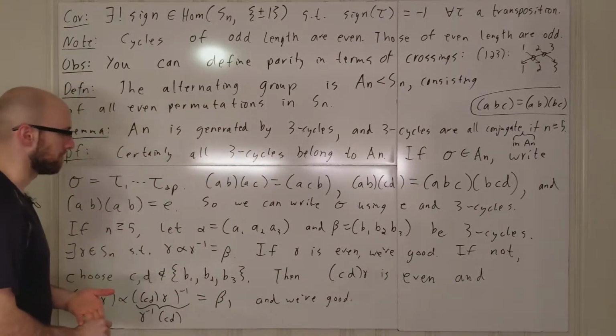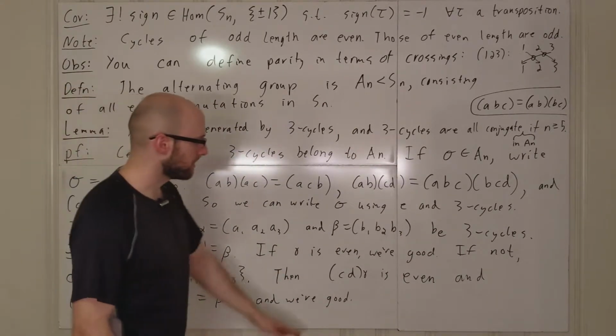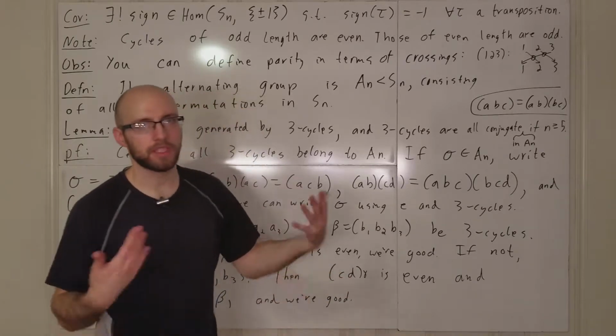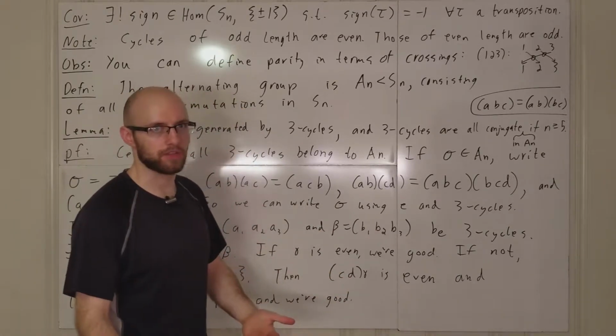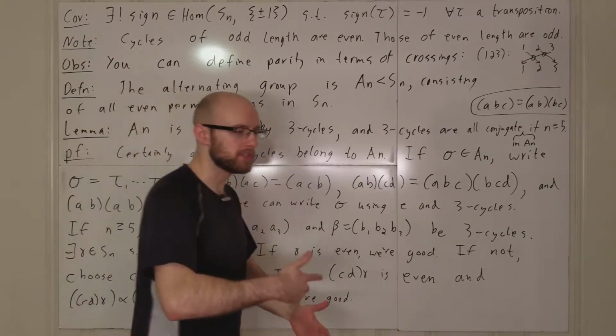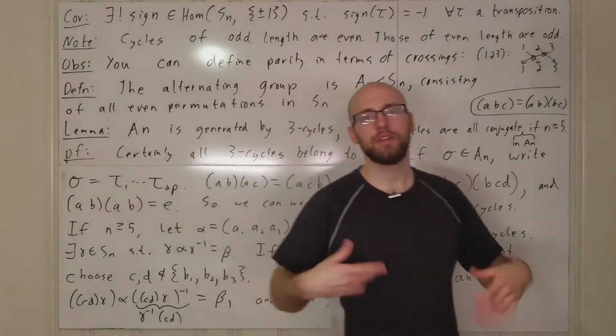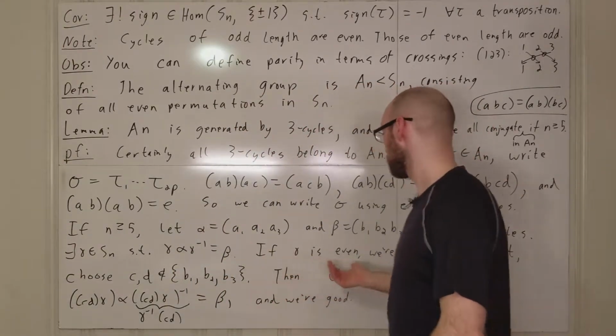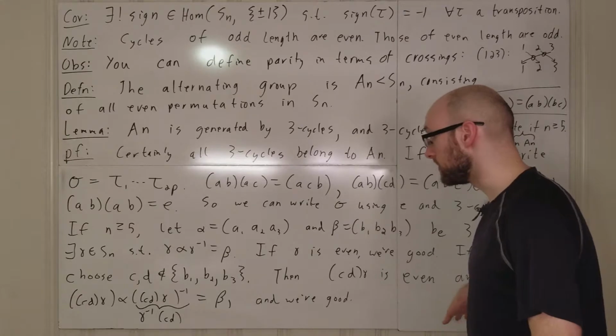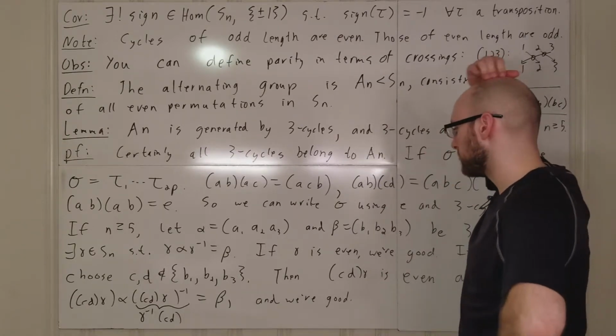So then what happens? Then you take gamma and you multiply it by CD, and it becomes even, because you took an odd permutation and you multiply it by a transposition, and so it can be written using an even number of transpositions. Okay, so that's even. And what if we conjugate by this element?